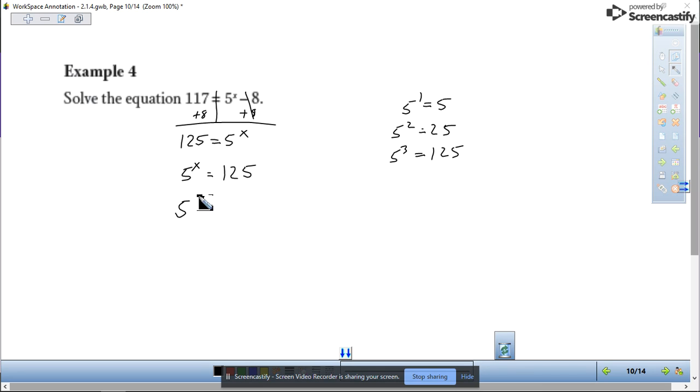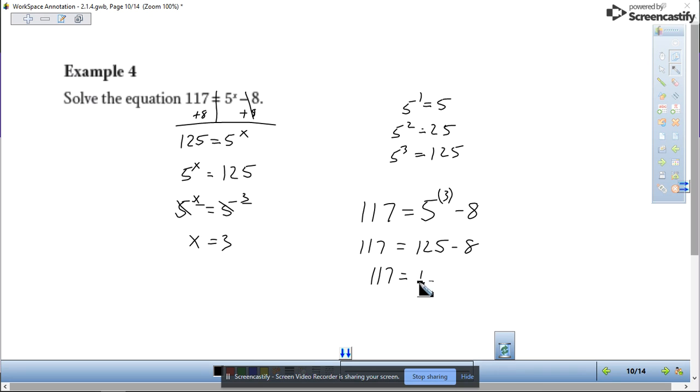So there we go. 5 to the x equals 5 to the third, because those are the same thing. And so now I've got the same base, which means my exponents have to be the same. x equals 3. Plug that in and check. I have 117 equals 5 to the third minus 8. So 117 equals 125 minus 8. 117 equals 117. Checks out. That is your answer. x equals 3.